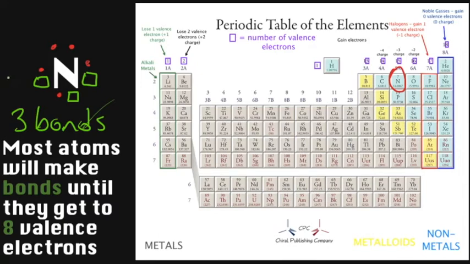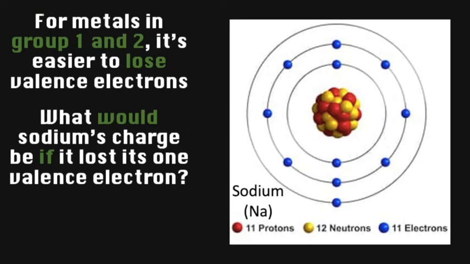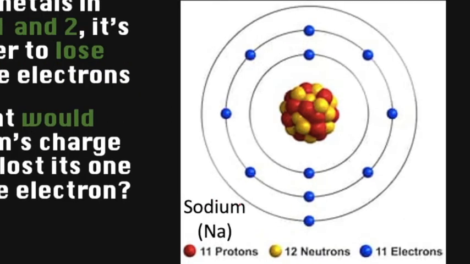And I'm about to show you why, because things are a little bit more complex when we get to the metals. So the big lesson here is that for metals in group 1 and 2, it's easier to lose a valence electron than to gain. And so for example here, let's take sodium. So this is a sodium atom. It has 11 protons, 12 neutrons, and 11 electrons. And I want you to notice something here. How many valence electrons does sodium have? Well, it's in group 1, so we know that it only has 1 valence electron, and that's it right there. Okay, so it has 1 valence electron.